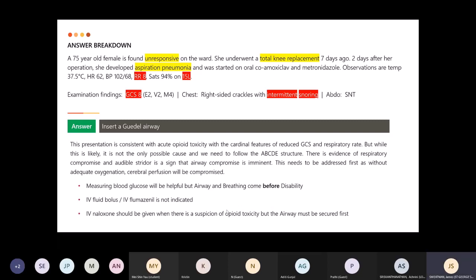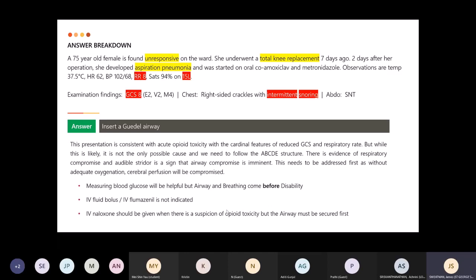But it's not the only possible cause, and we need to remember when we go to these patients, we have to follow A, B, C, D, E. And the reason for that is the order in which people will die. So if you don't have an airway, it doesn't matter if you fix their pneumothorax, they're still not going to be able to breathe and they will die very quickly. So in this patient, there's obvious evidence of respiratory compromise. And sorry, I meant to change that. It's not stridor. Stridor is different. The audible snoring is a sign that airway compromise is imminent, and we need to address that first.